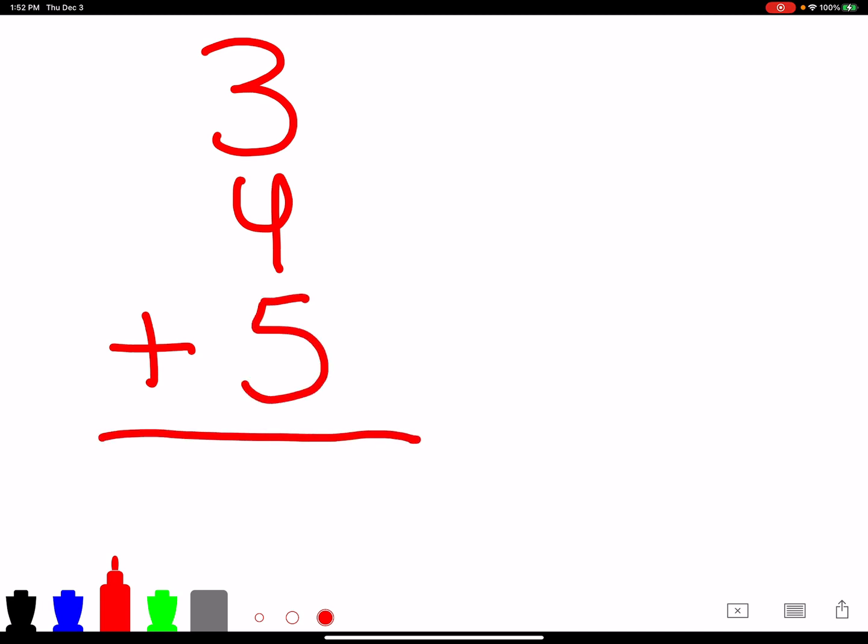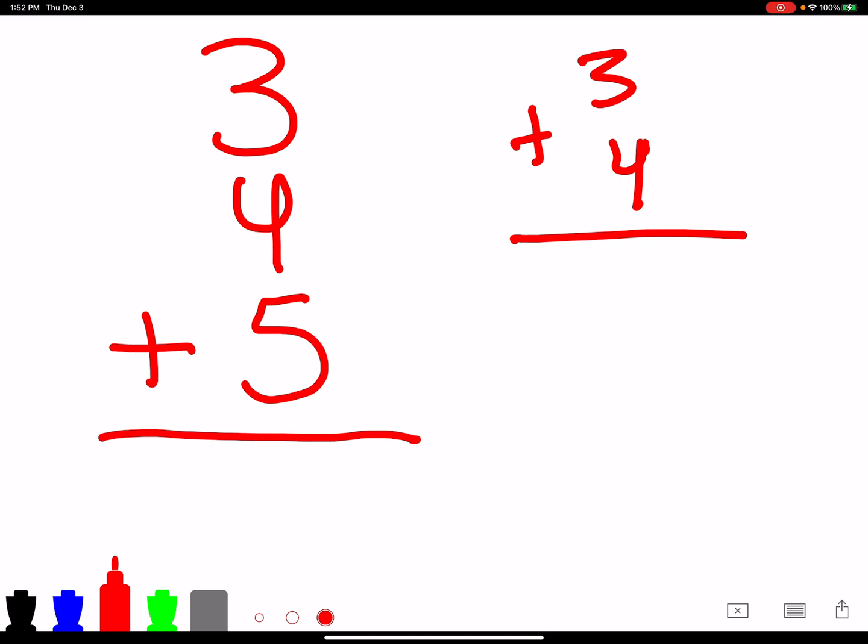So what I like to do when adding with 3 different numbers is add the least amount of numbers first. So in this problem, we have 3 as the least, and then we have 4, because 5 is the biggest one. So if I were you, I would add 3 plus 4 first. 3 plus 4. So what is 3 plus 4?